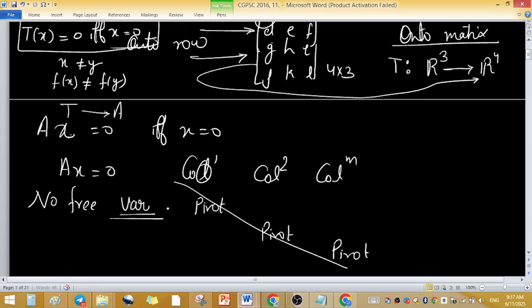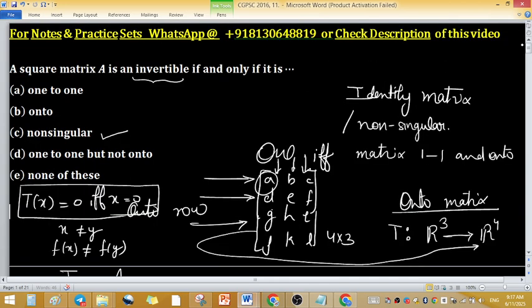If there is some free variable, the transformation cannot be 1-1. But this is not our concern. Our concern is only about singular or invertible matrices. Option C is the right one.